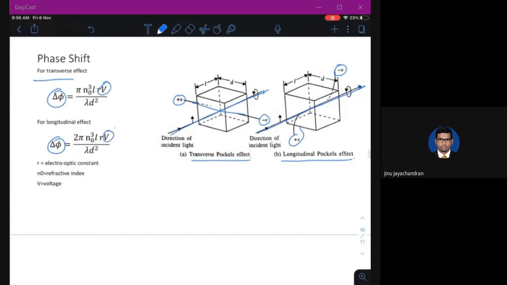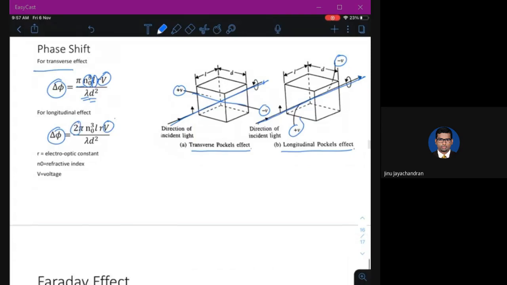The only difference is that this is pi n0 cube, where n0 is the refractive index, L is the length along which the light is propagated, D is the width of the material, and lambda is the wavelength of the light transmitted. For the longitudinal case, you will have an extra factor of 2. That's all. This is called the Pockels effect.